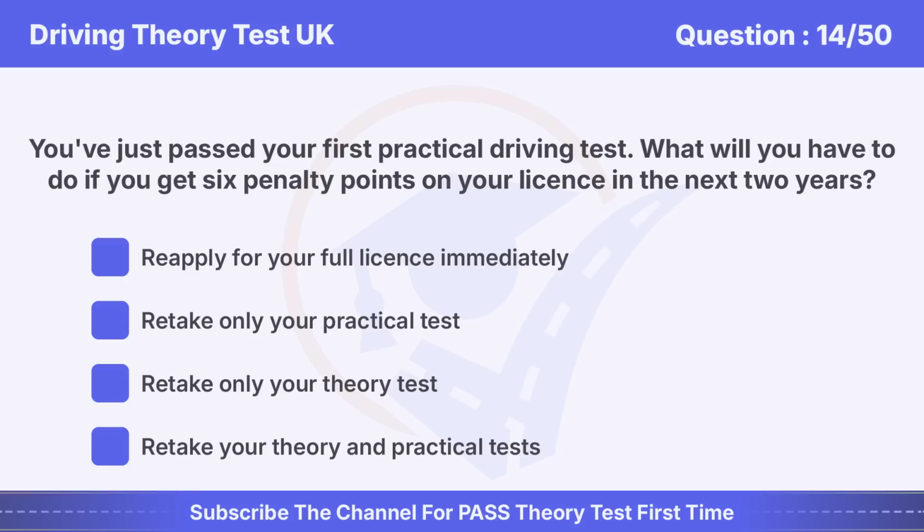Question 14. You've just passed your first practical driving test. What will you have to do if you get 6 penalty points on your license in the next 2 years? Option A, reapply for your full license immediately. B, retake only your practical test. C, retake only your theory test. D, retake your theory and practical tests.